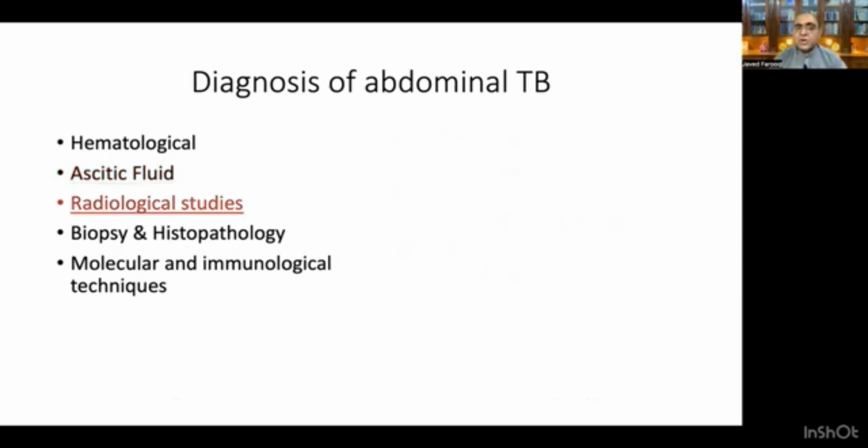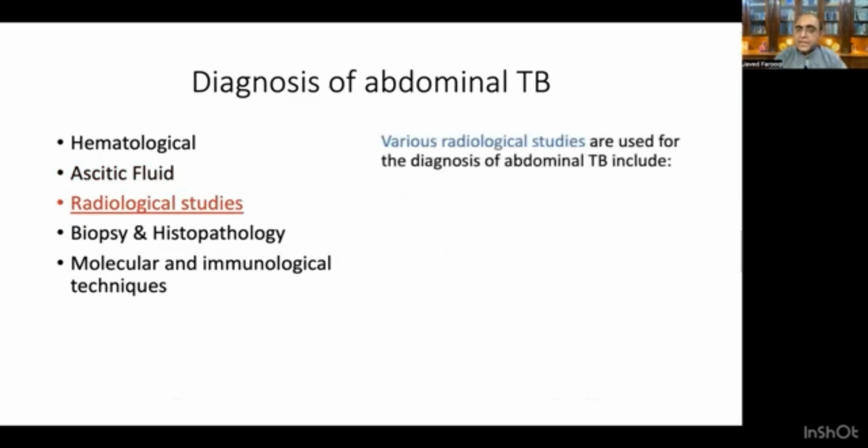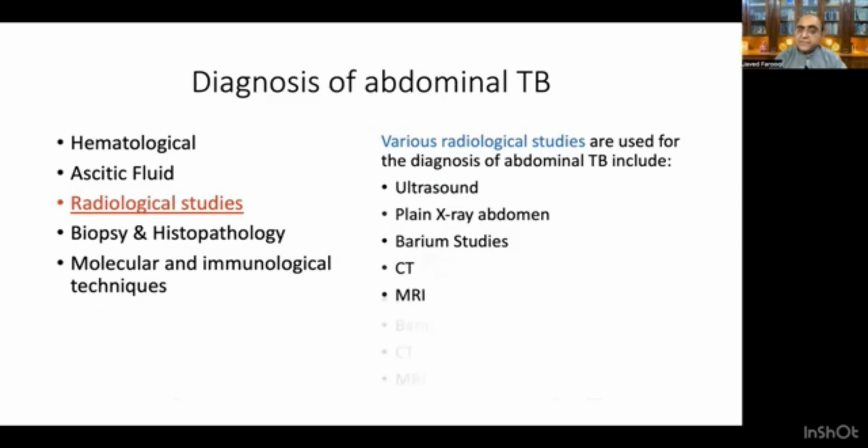Coming to the radiological studies, the third way of diagnosing abdominal tuberculosis. Various radiological studies are used for the diagnosis of abdominal tuberculosis, and these include ultrasound, plain X-ray abdomen, barium studies, CT, and MRI.